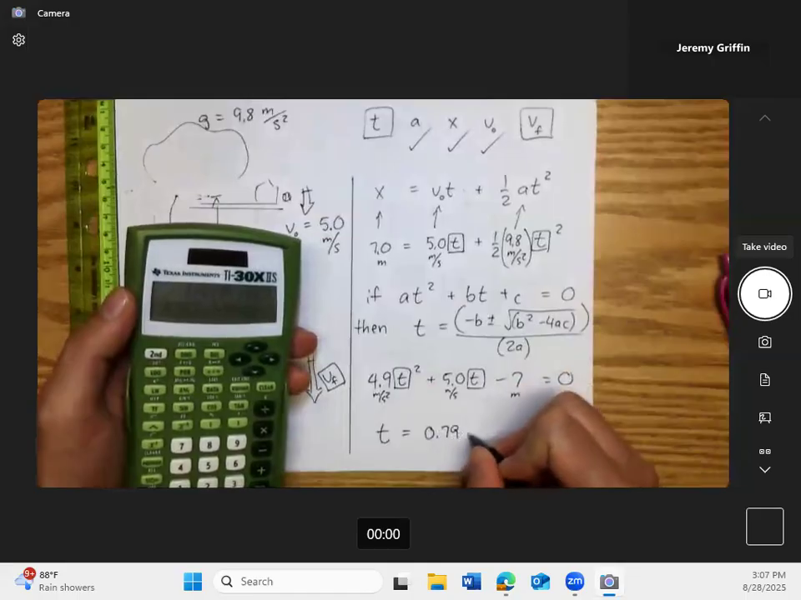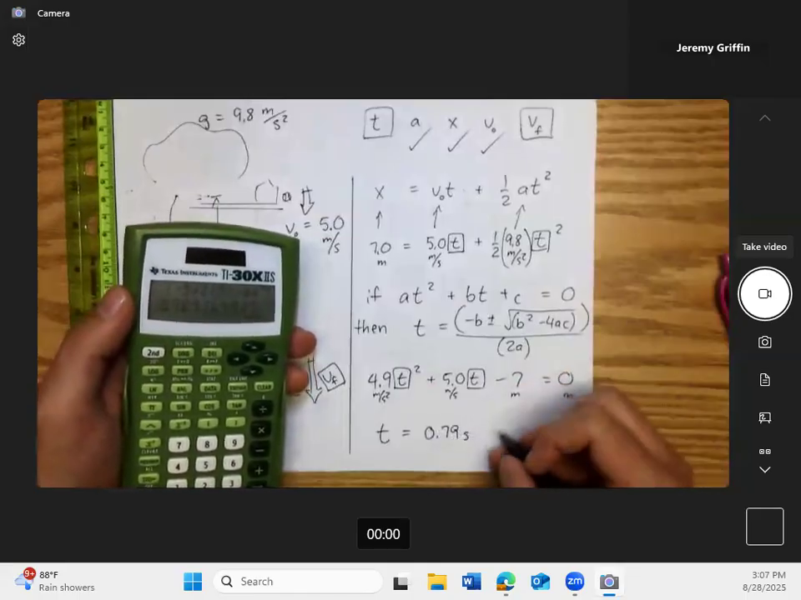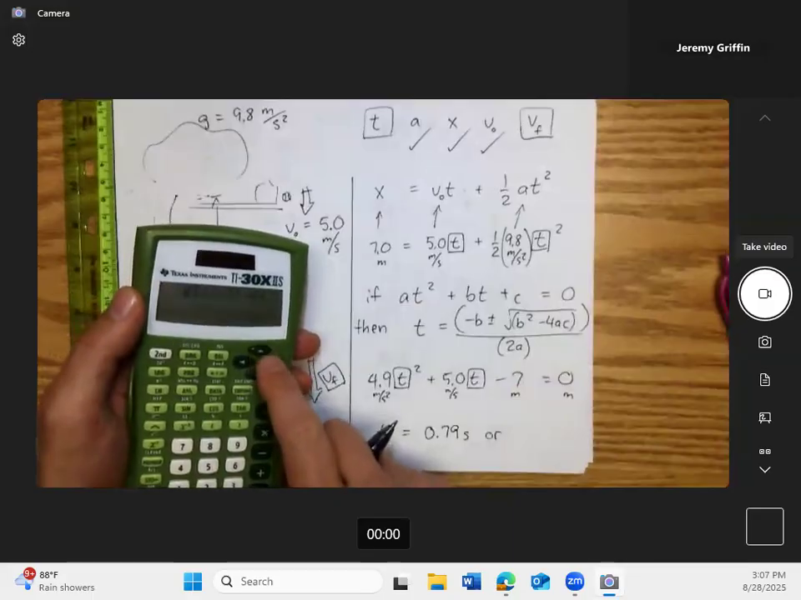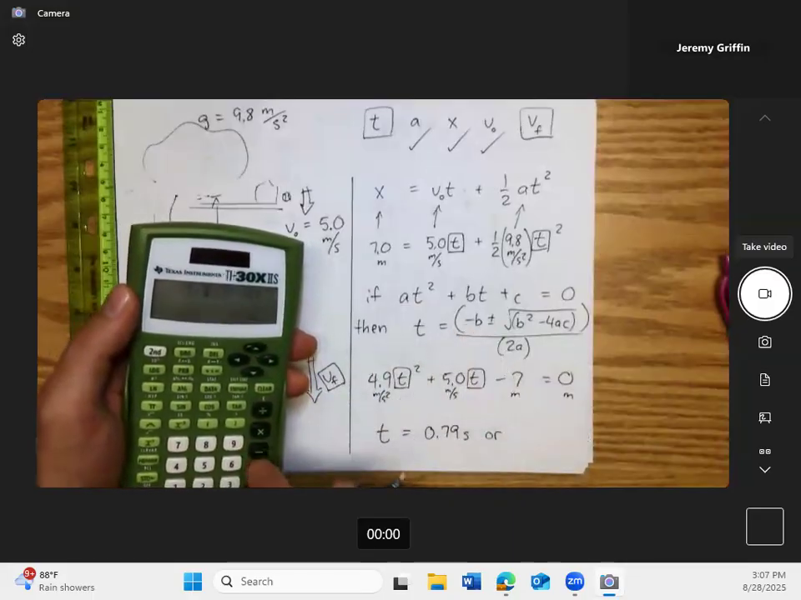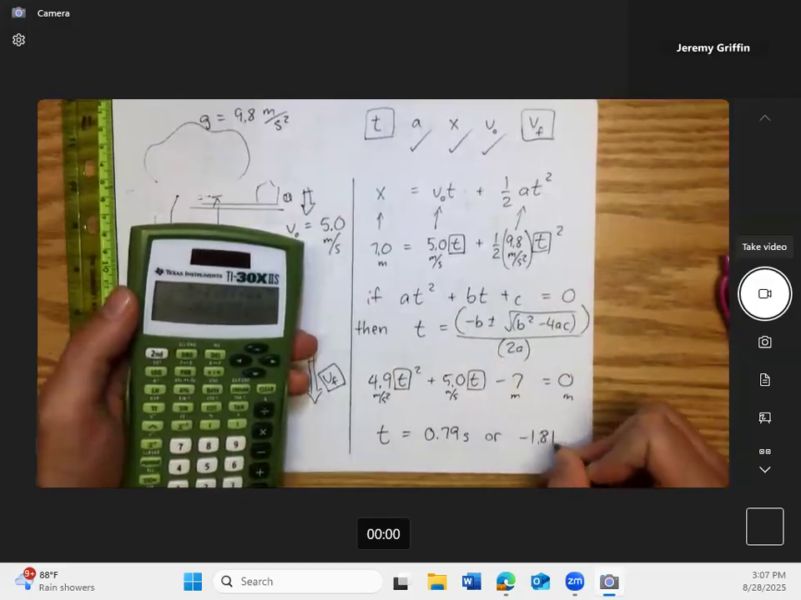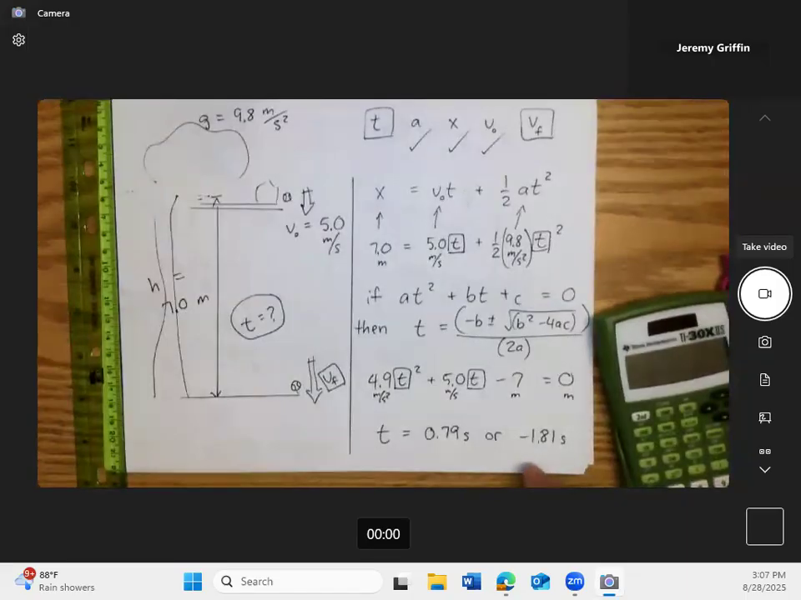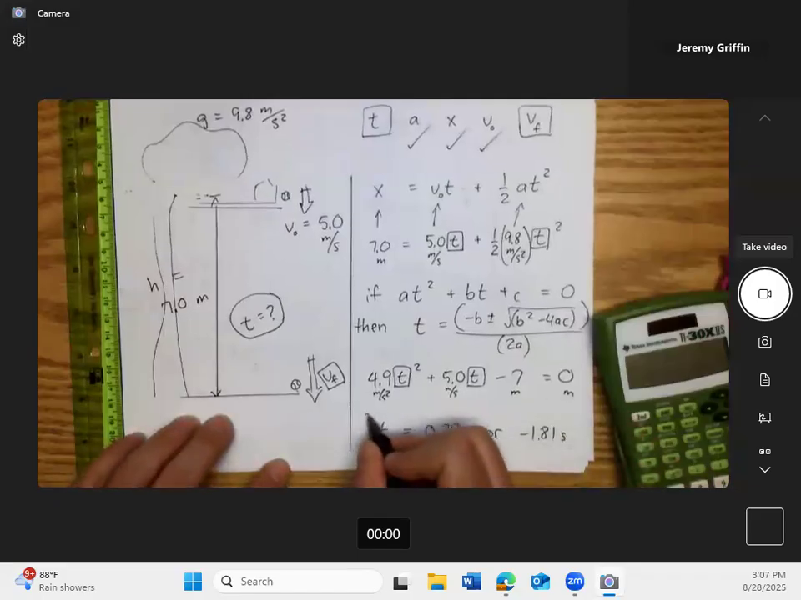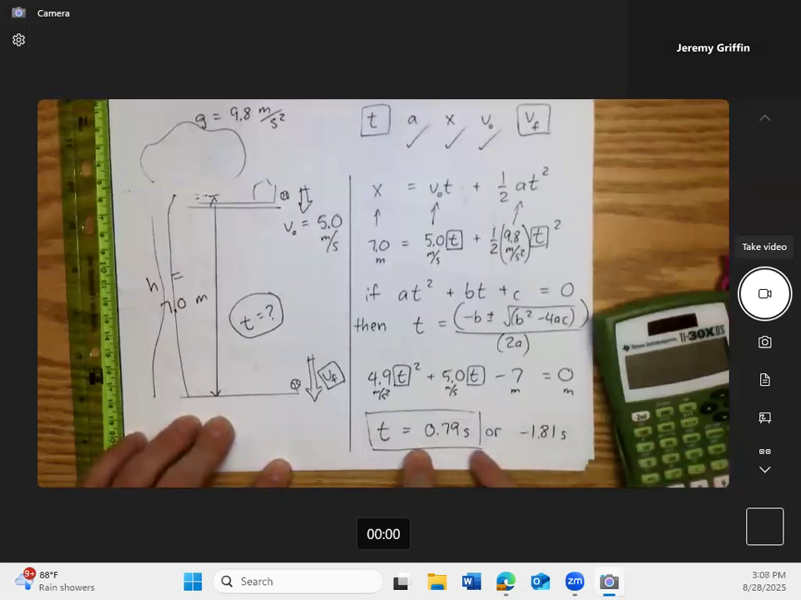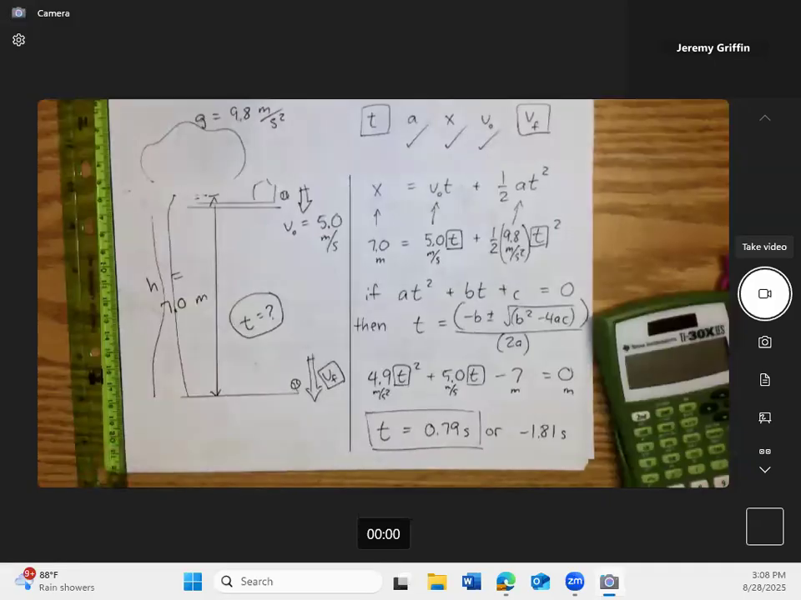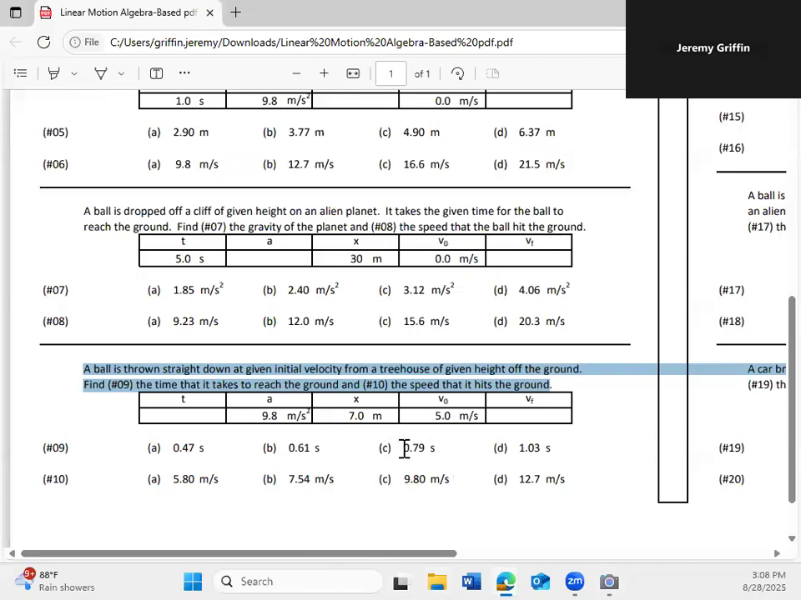0.78936. I'll call it 0.79 seconds. Now if I scroll over and replace this plus with a minus, what does that give me? It says negative 1.81 seconds, which has an interpretation too. If I ran the film backwards in time, where would it also be at ground level? That would be that answer. But for our purposes, we just care about forwards in time. I threw the ball and it landed in the future, 0.79 seconds in the future, to reach the ground. Let's make sure that's an answer choice. Is that an answer choice? Yeah, bing! The answer would be C there.